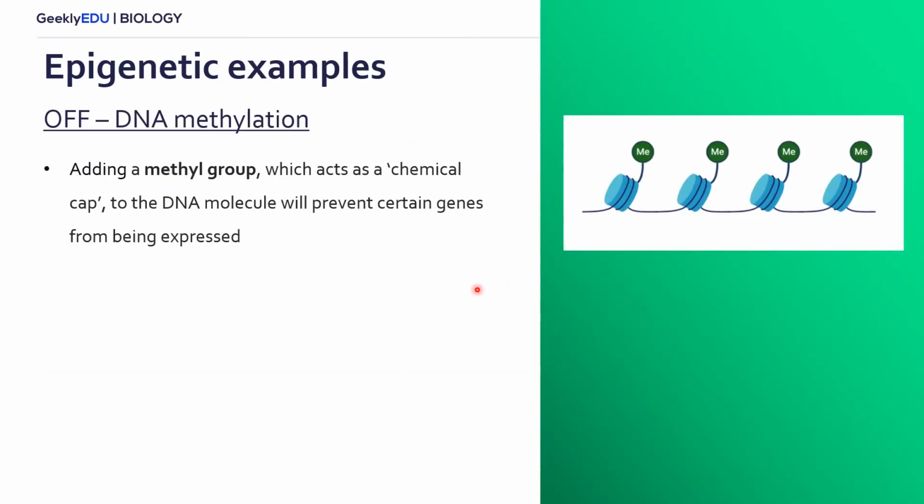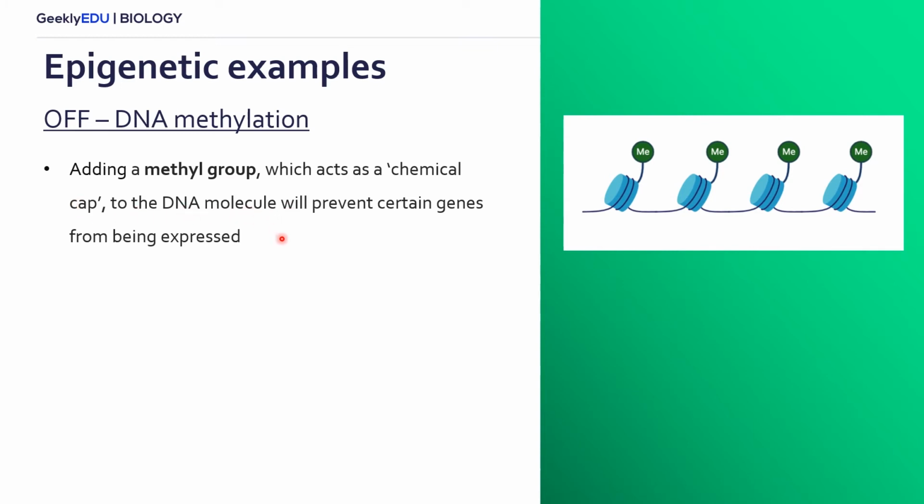Now let's talk about some popular examples of epigenetics in the body. So as I mentioned earlier, epigenetics can either turn genes on or off. And one of the really popular examples in our bodies of genes being turned off is DNA methylation. And this is where a methyl group is added, which basically acts as a chemical cap, stopping the DNA from being read or expressed.